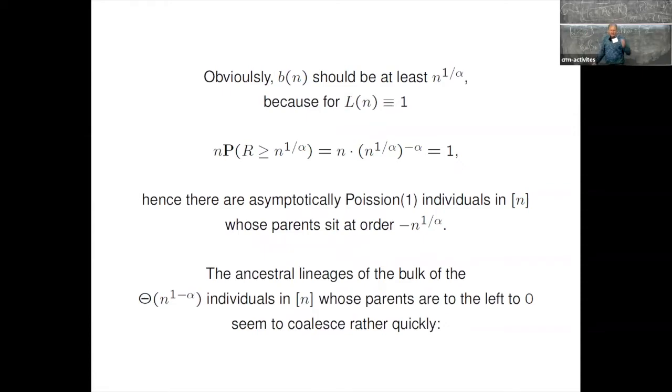Obviously, this scale must be at least n to the 1 over alpha, because in the generic case where the slowly varying function equals 1, a Poisson limit argument tells you that there are asymptotically order 1 individuals in the block whose parents are so far away. And of course, that's only order 1, and they have to find their ancestors. So some logarithms might come in. It could be that scale, right?